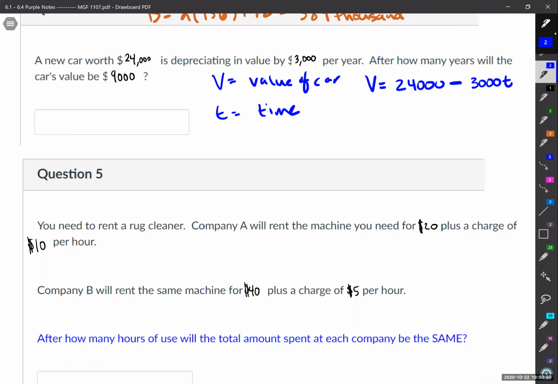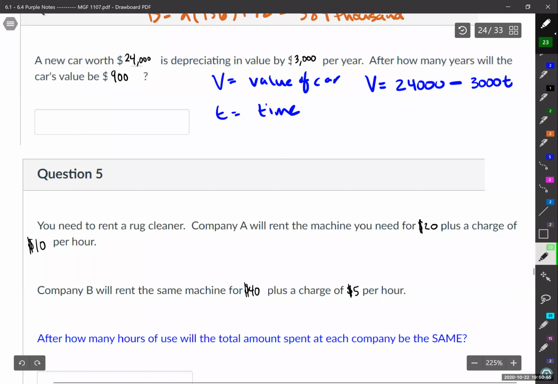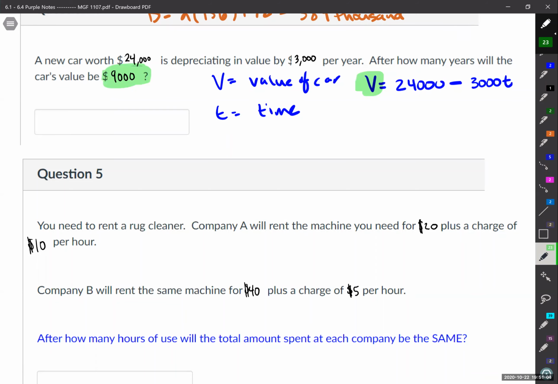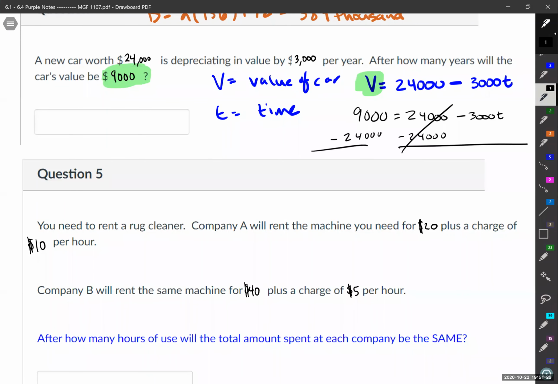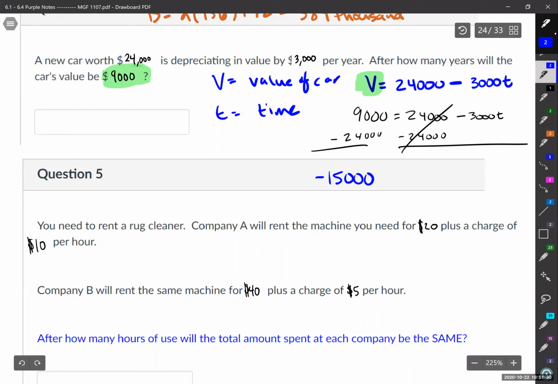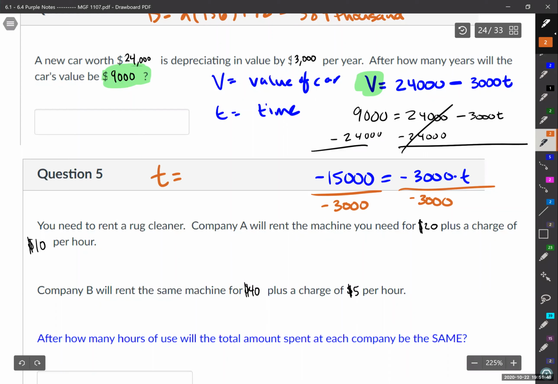Now that we have this equation, what additional information have we been given? We've been told that the value at the point in question is 9,000. So we need to set that equal to V and solve for t. Because if you get down to an equation in one variable, you can solve. So we get 9,000 equals this. Subtract 24,000 from both sides. That would give us negative 15,000 equals negative 3,000t. Undo the multiplication by dividing. And we would get 5 years.